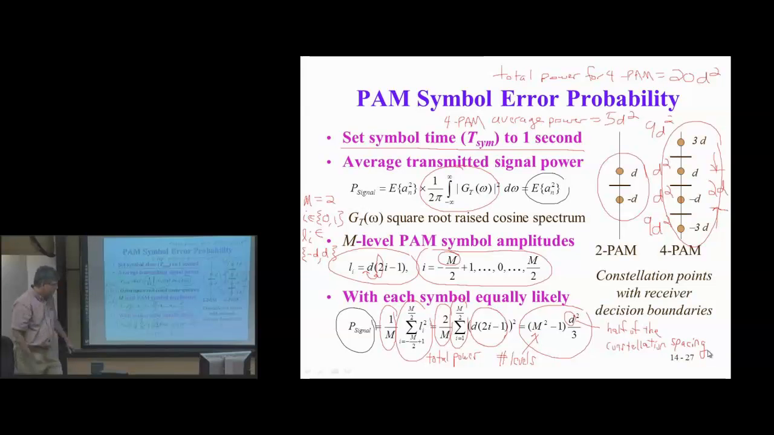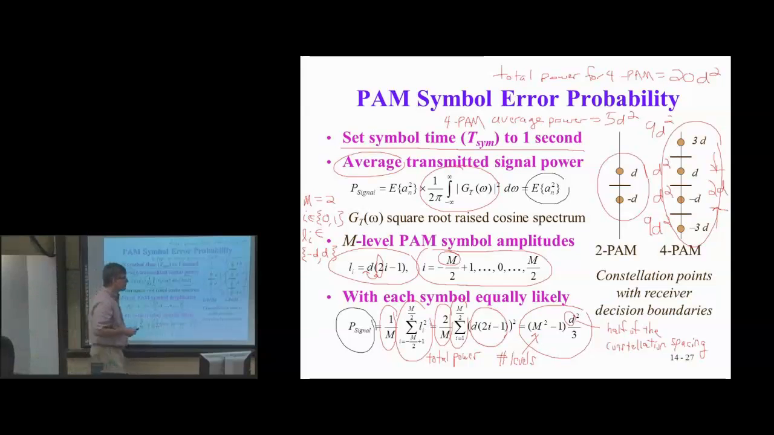All right, we're still in PAM. If I set the value of D, it tells me the signal power, which is proportional to D squared. So the larger the D, the more average signal power we need. We're looking at average transmitted signal power. If I increase the number of levels and keep D the same, I also get an increase in the average signal power for transmission.